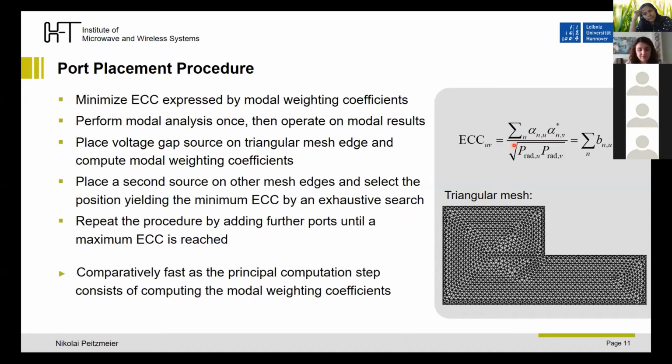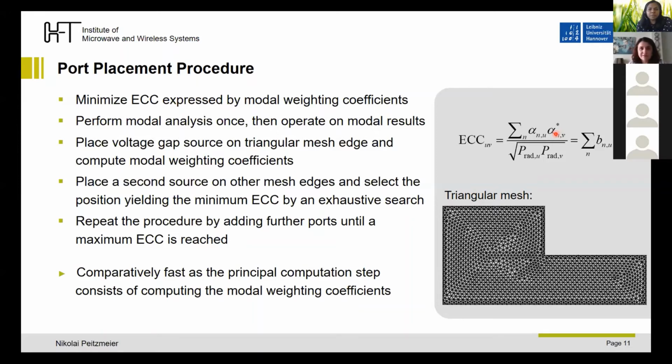What we are basically doing is that we automate the process we would usually do manually. So manually we place the port and evaluate the weighting coefficients, and this step is automated here. So we haven't got this insight from the characteristic surface current densities, but still we are exploiting all we can get from the characteristic modes. Yes. Okay, I see. Thank you.